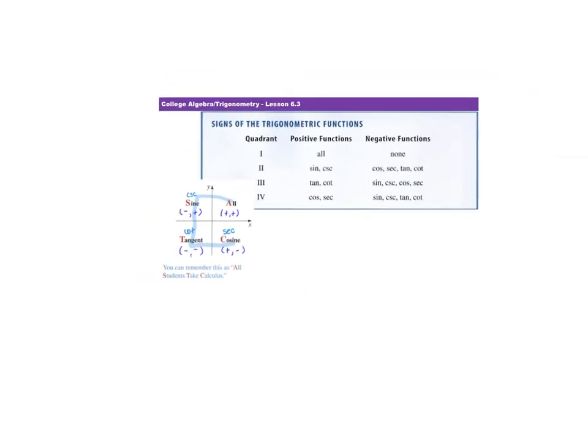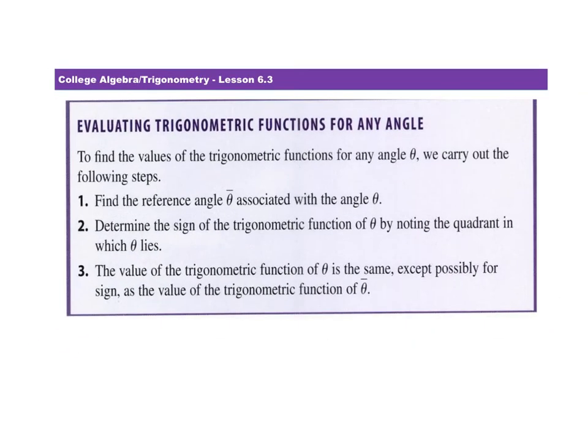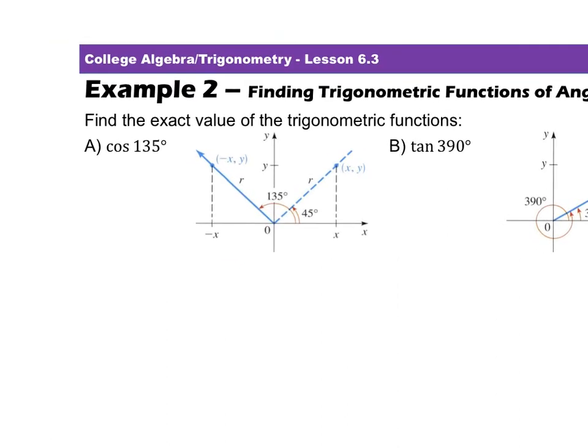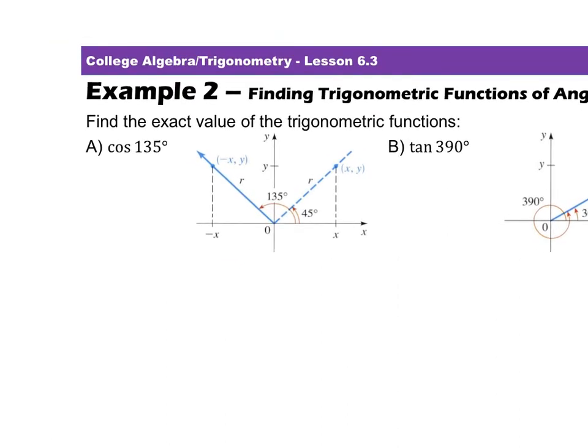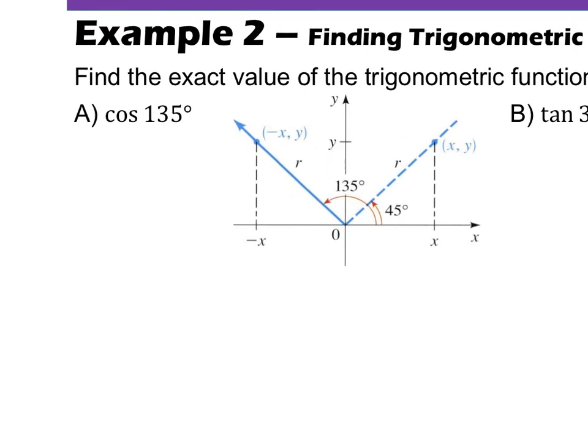Now, let's see why this is important for us. When we evaluate trig functions at any angle, you're going to find the reference angle, determine the sign, positive or negative, of the functions, and then evaluate all the functions. So, look at this. Cosine of 135. This is why this is important.